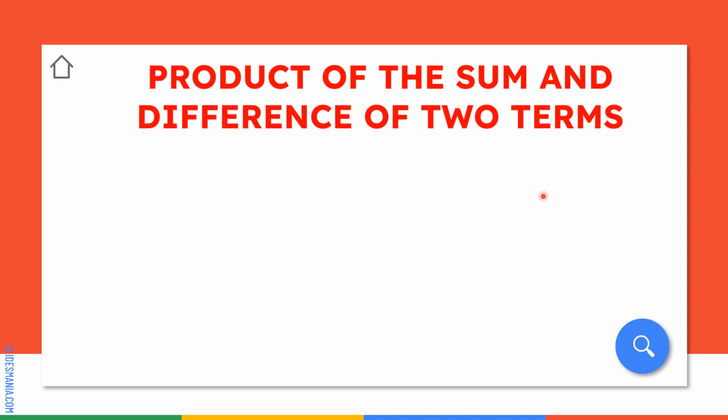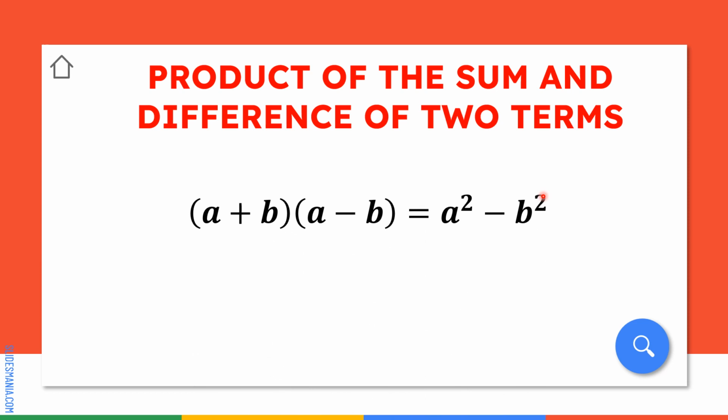Okay, so next is the product of the sum and difference of two terms. The product of the sum and difference of two terms is given where the first and the second terms of the two binomials are the same. So as you can see, we have the same terms. Hence, the only difference is the operation sign given by the formula a plus b times the quantity a minus b equals a squared minus b squared.